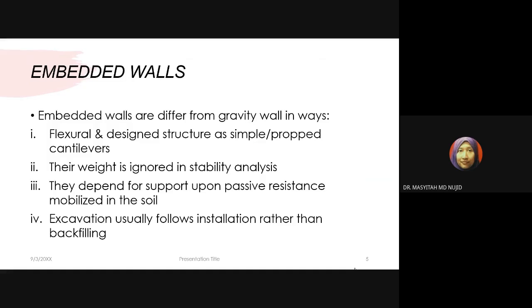Embedded walls are different from gravity walls in that they are flexural and designed as simple and propped cantilevers. Their weight is ignored in stability analysis. They depend for support upon passive resistance mobilized in the soil. Excavation usually follows installation rather than backfilling.